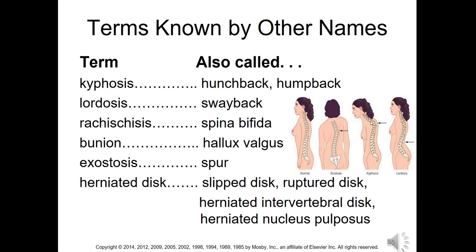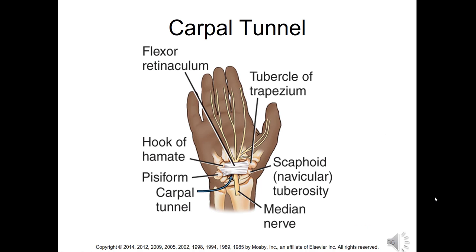And then kyphotic is the humpback, of course. Rachis is the spina bifida condition. Bunion, remember, is that overgrowth of the first toe joint, and it's also called hallux valgus. Exostosis is another term for spur. A bone spur is an excessive growth of the bone. A herniated disc can be known as a slip disc, a ruptured disc, a herniated intervertebral disc, or a herniated nucleus pulposus. And this right here is abbreviated as HNP.